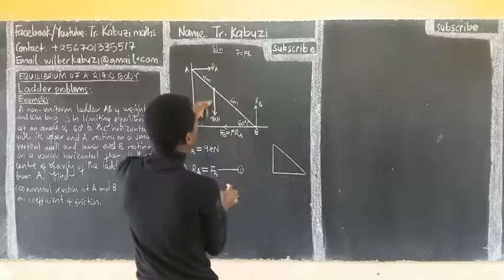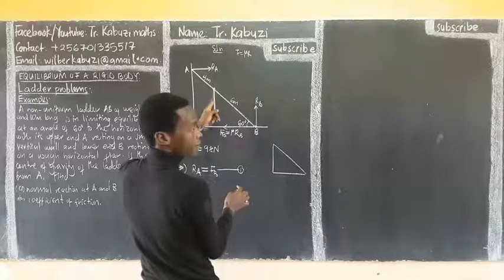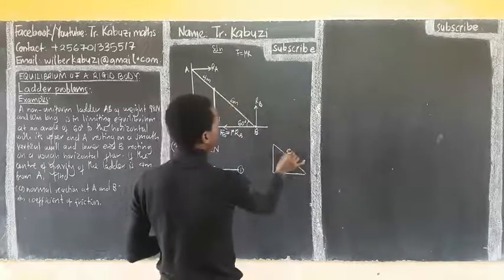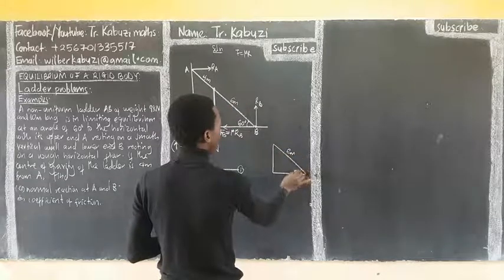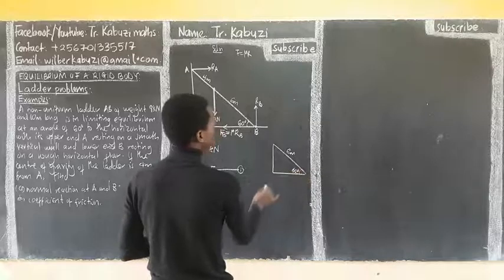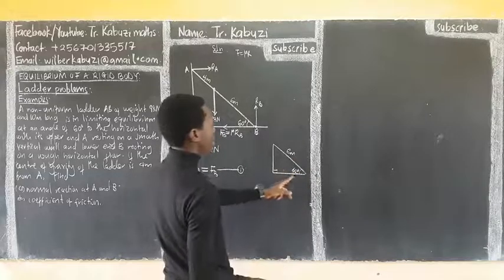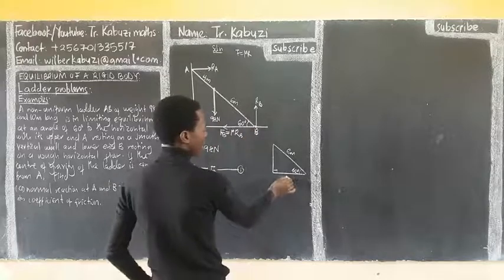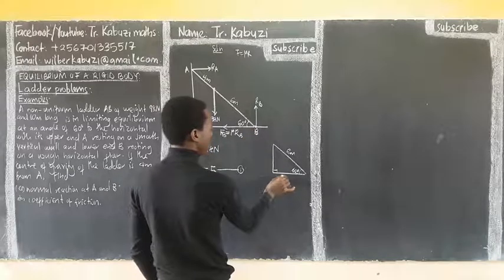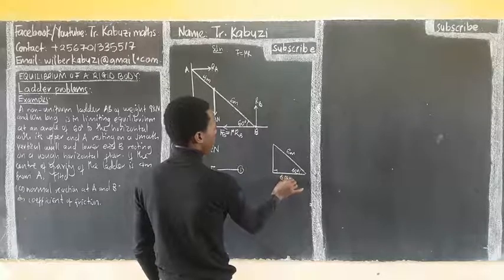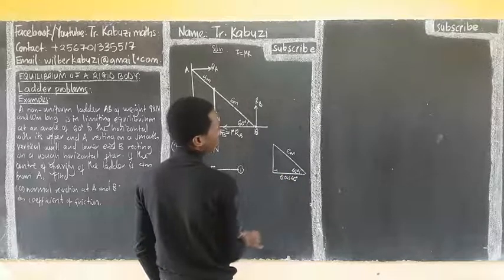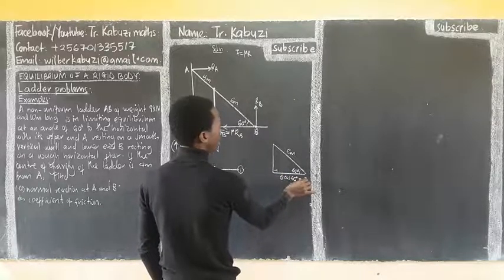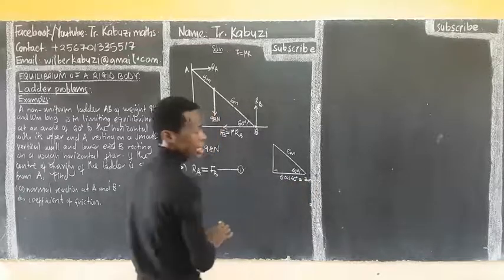Now, remember this force is vertical. This one is 6 meters, and I have this angle as 60 degrees. I need the distance from here up to here. This is adjacent, so it's going to be cos. So this is going to be 6 cos 60 degrees, which will be 3 meters, because cos 60 is a half.